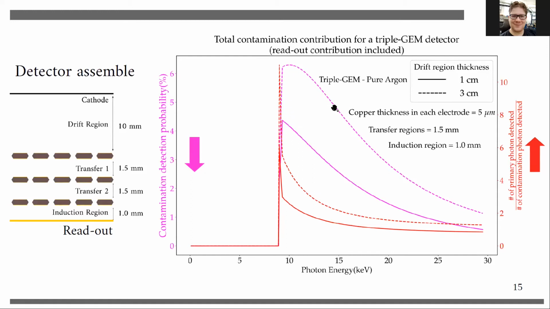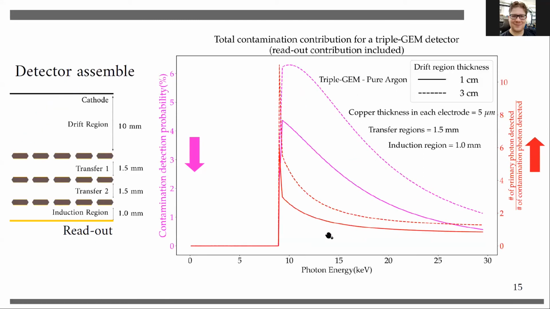So we can see that if we increase the drift region, we also increase the contamination that we can detect inside our detector. However, if we get the number of primary electrons that we could detect with this drift region and divide by the contamination, we can see that this ratio is much better. It's much more advisable to use a drift region which is larger, because we also increase the probability to detect higher energy photons.